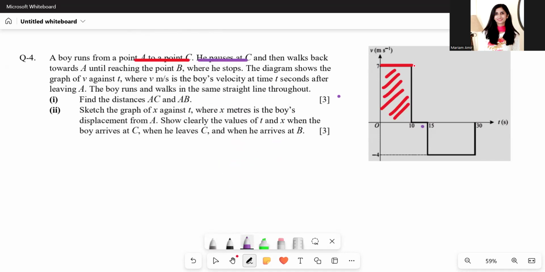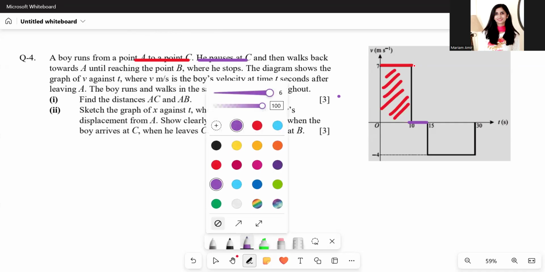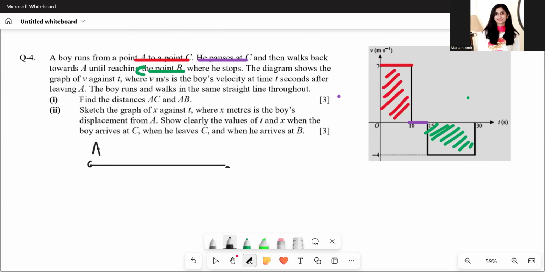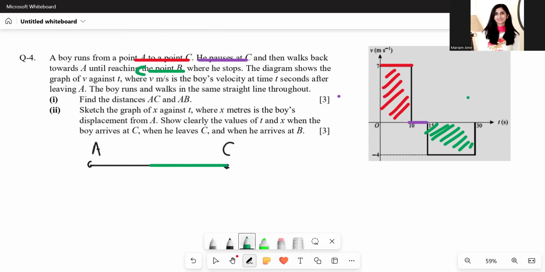So this is the pause where there's no speed. The speed is 0. That means it's not moving. And then walks back towards A until reaching the point B. So this point B from C would be this region. So he's moving from a point A to a point C, then stopping here for a while, and then moving in the opposite direction towards a point B.